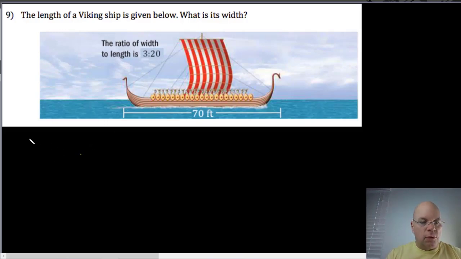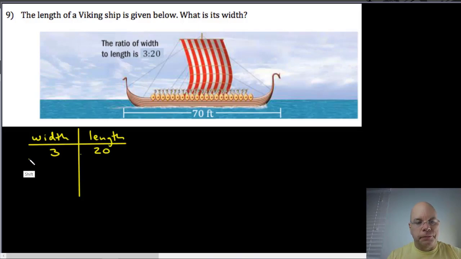So we talked today about one method for solving proportional reasoning problems, which is to set up a ratio table. We know that we're comparing width to length for this boat, and we're given the ratio 3 to 20. For every 3 feet of width, there's 20 feet of length. We would like to know the width, so that's unknown, so we'll use W, when we have 70 feet of length, which is the length of the boat.